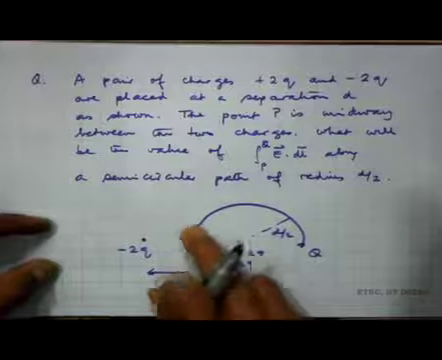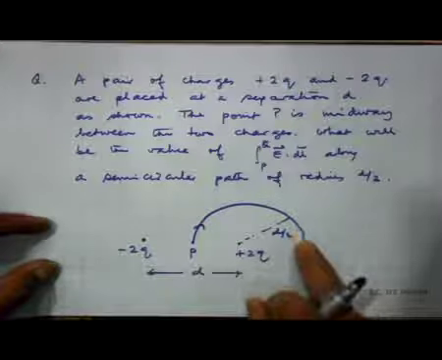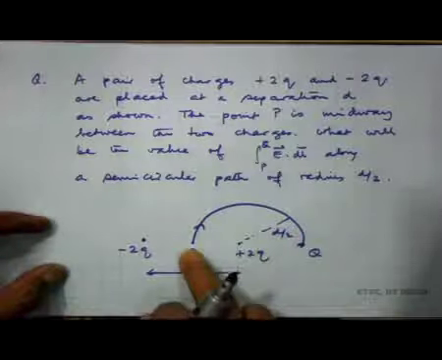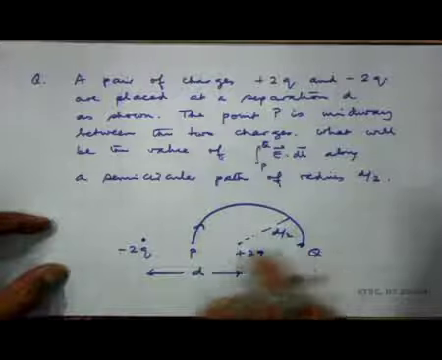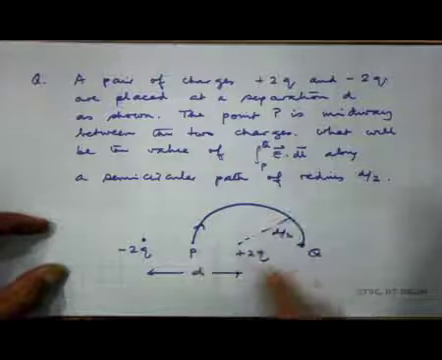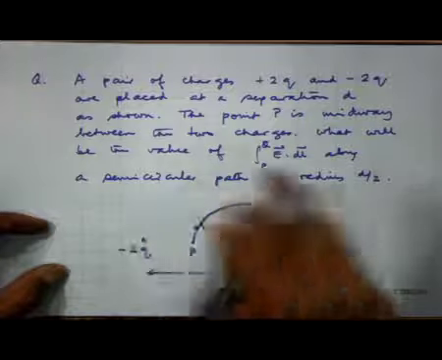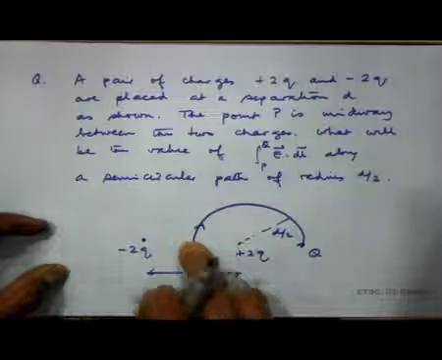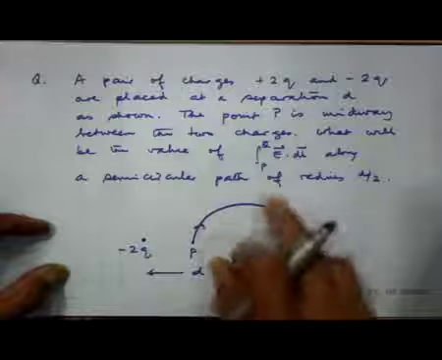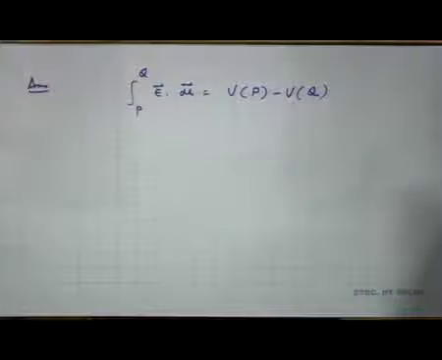Integral E dot dl from P to Q is simply the difference in potential between P and Q, irrespective of the path taken. So, whether I take a semicircular path here or another path here, as long as my starting point is P and ending point is Q, the value of integral E dot dl is nothing but V p minus V q.